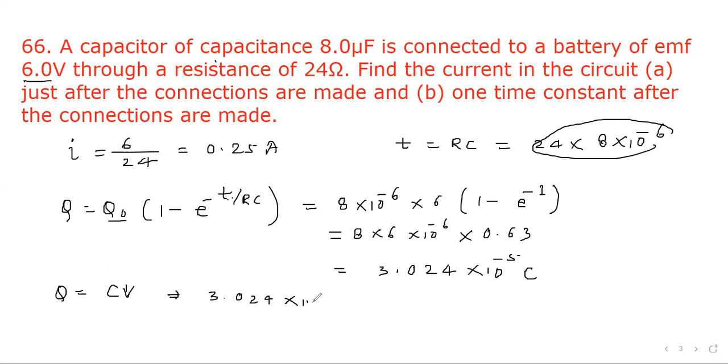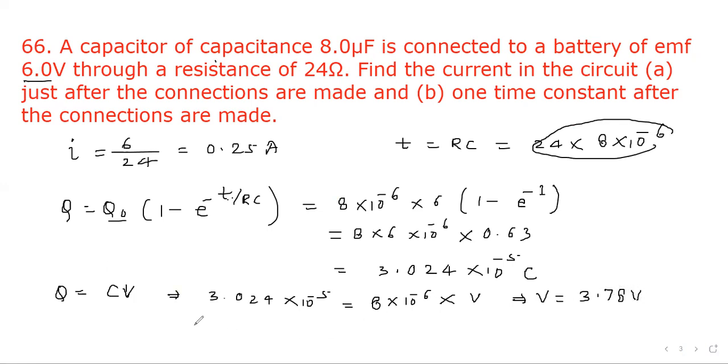Q equal to 3.024 into 10 to the power minus 5, equal to C, which is given as 8 microfarad, that's 8 into 10 to the power minus 6, into voltage. So we evaluate this voltage: V will be equal to 3.024 into 10 to the power minus 5 divided by 8 into 10 to the power minus 6. So that will come out to be 3.78 volt.